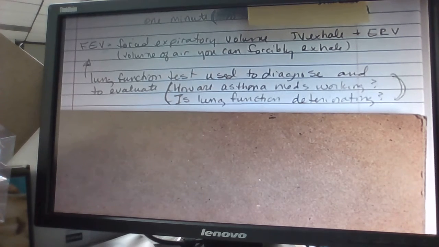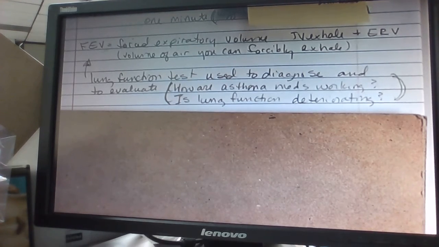So some of the questions that they might be looking at evaluating is, how are your asthma medicines working? So you have an FEV before they put you on medication, and now you have an FEV after. Is your asthma medication helping you to breathe better?